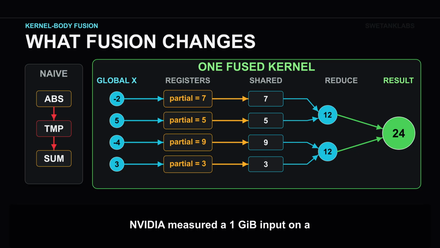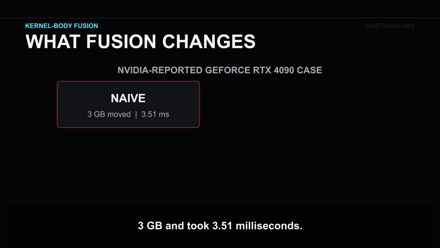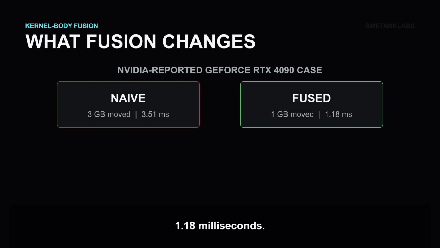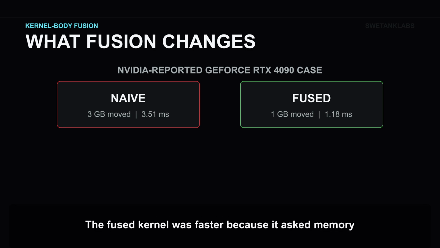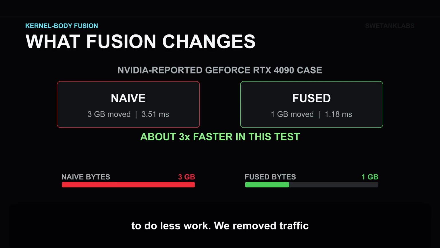NVIDIA measured a 1 GB input on a GeForce RTX 4090. The naive path moved about 3 GB and took 3.51 milliseconds. Manual fusion moved about 1 GB and took 1.8 milliseconds. That is close to a 3 times speed up in this particular test. But notice what did not change much: effective memory bandwidth. Both versions were already near the same bandwidth. The fused kernel was faster because it asked memory to do less work. We removed traffic and one launch.